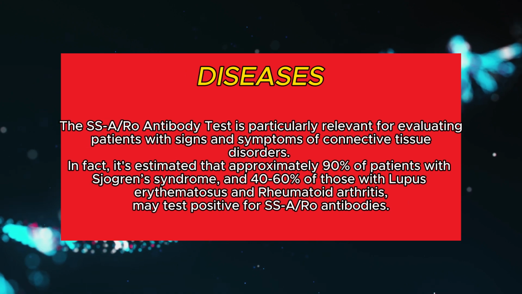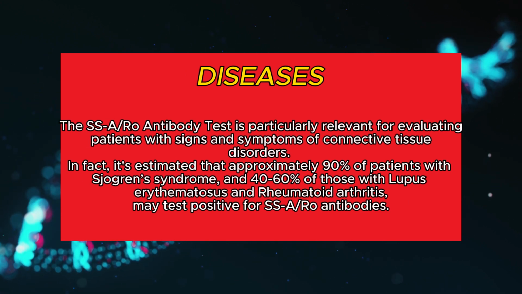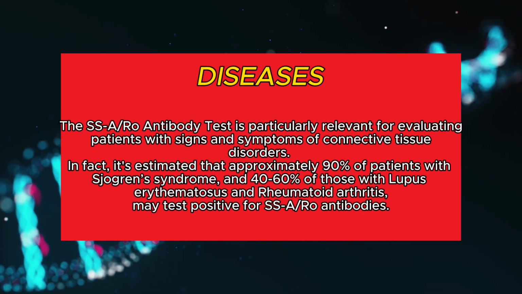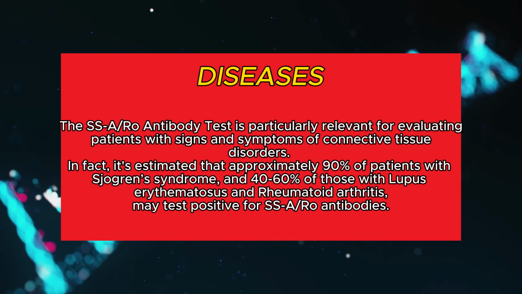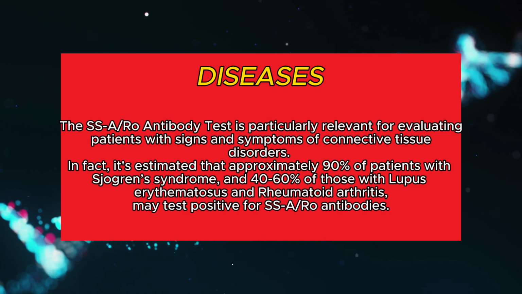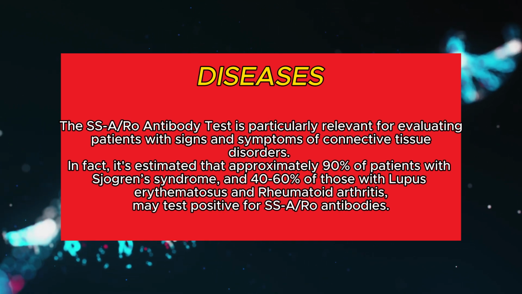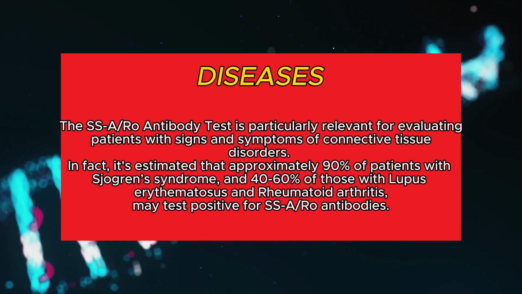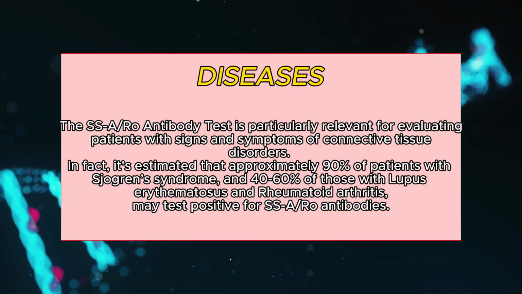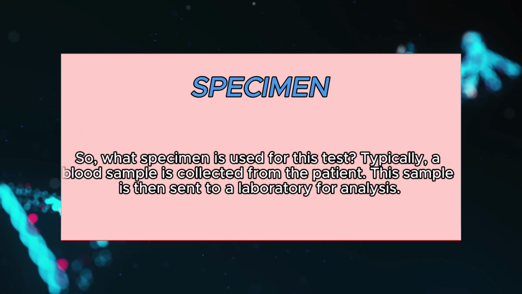Disease-associated. The SSA RO antibody test is particularly relevant for evaluating patients with signs and symptoms of connective tissue disorders. In fact, it's estimated that approximately 90% of patients with Sjogren syndrome and 40–60% of those with lupus erythematosus and rheumatoid arthritis may test positive for SSA RO antibodies.